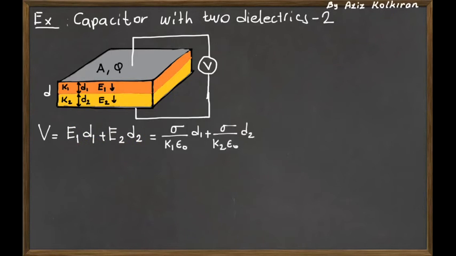But what are these electric fields? We have to be more explicit. As I said, sigma divided by K1 times epsilon 0 is the electric field inside the first dielectric. And if you multiply, of course, by D1, you will have the potential difference just between the points of this first dielectric, between the upper point and the lower point. And sigma divided by K2 times epsilon 0 is the electric field inside the second dielectric.